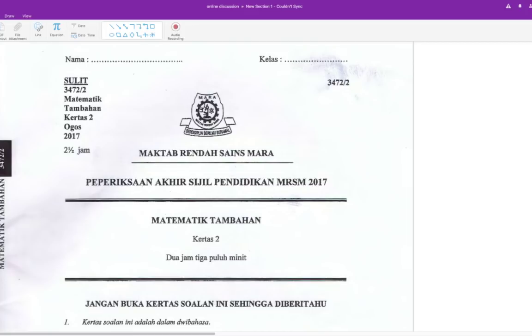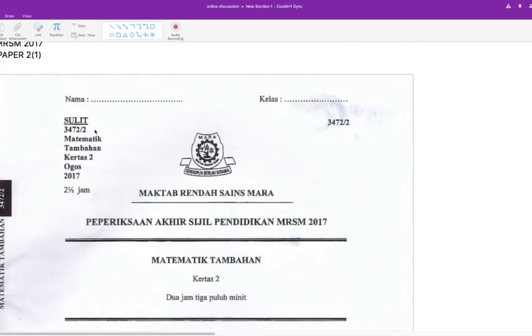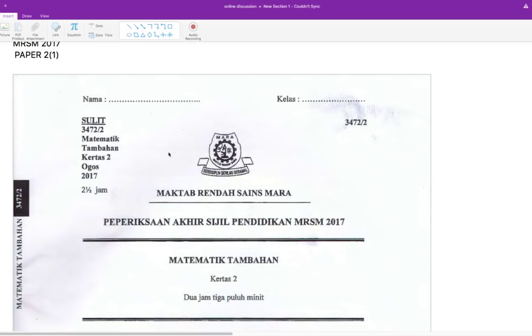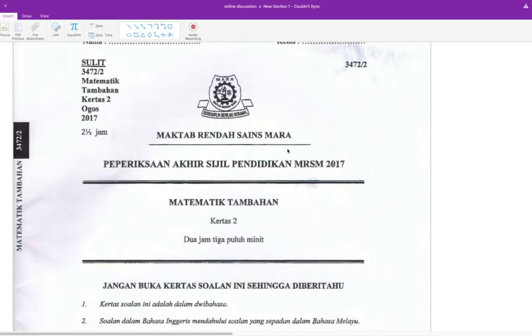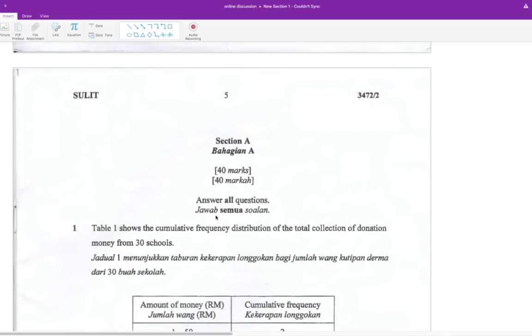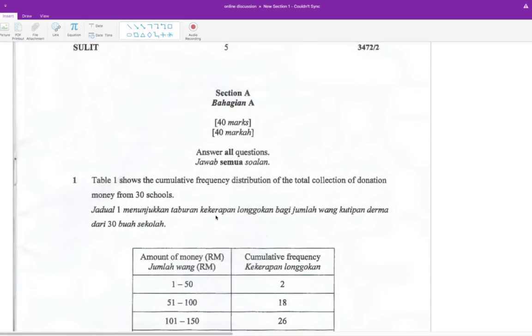Let me just adjust the screen a little bit. You can see this is the MRSM Mathematics Tambahan, which is the Add Maths paper 2. How many sets of paper are we going to discuss? I think we can discuss about 2 to 3 more sets before the SPM Add Maths exam.